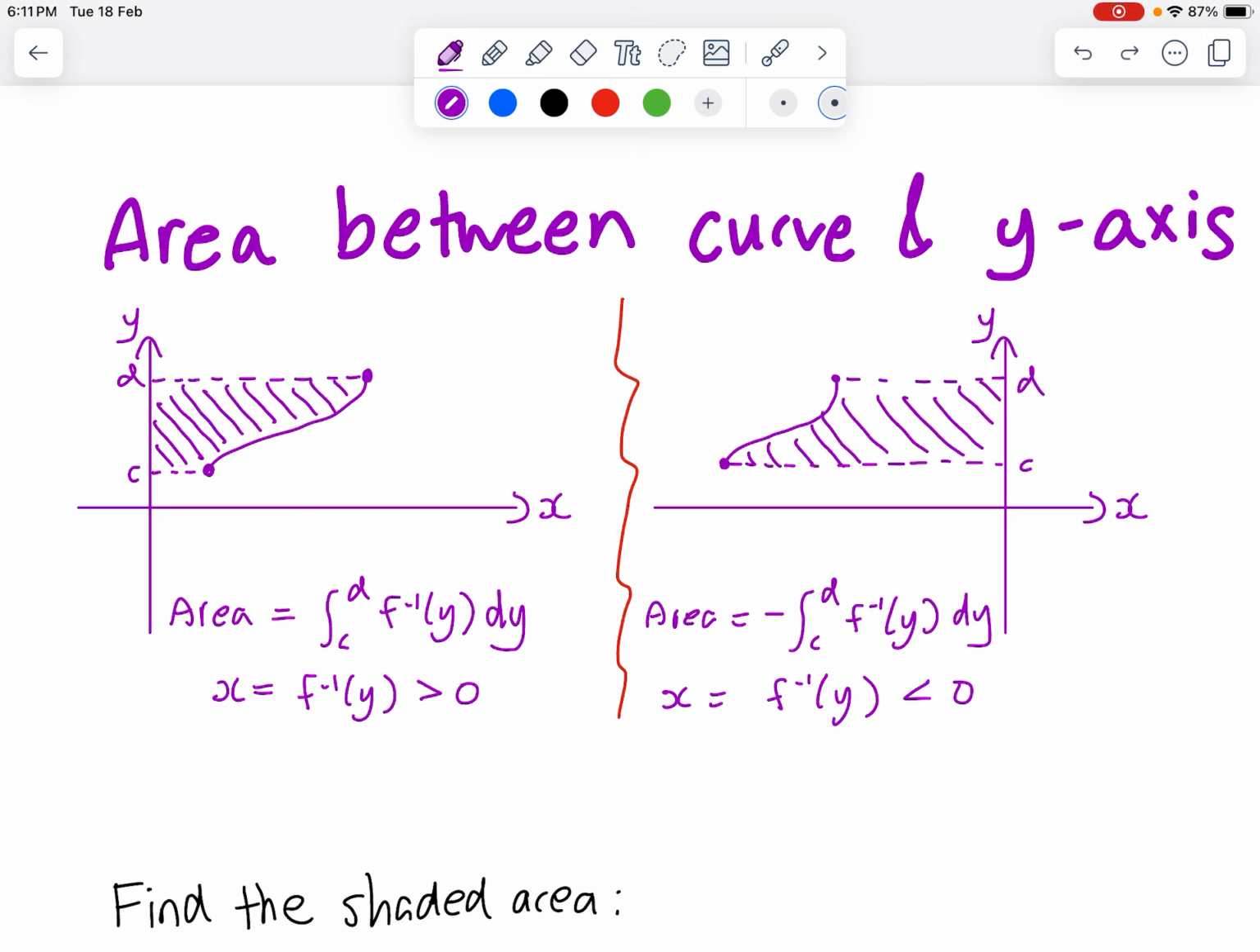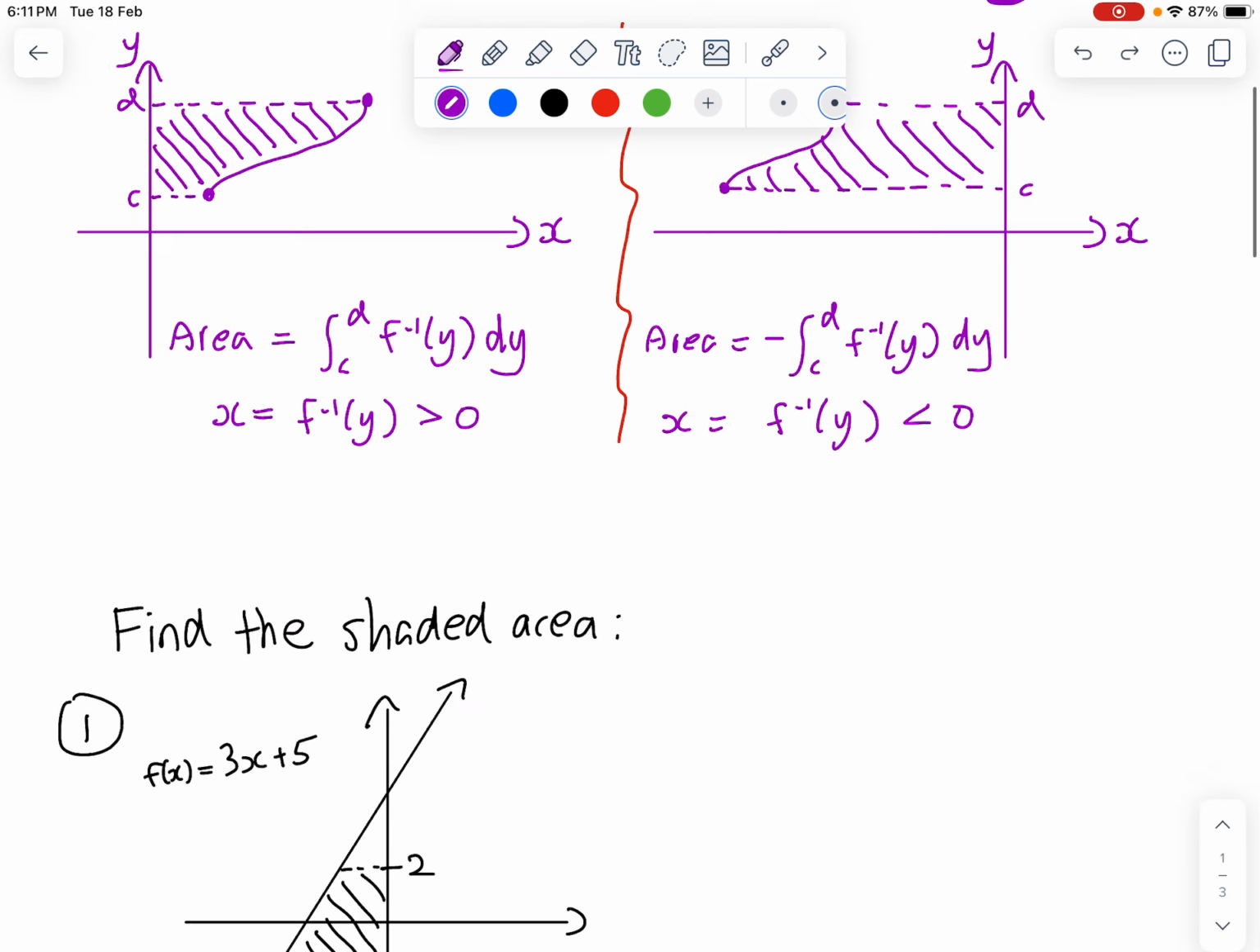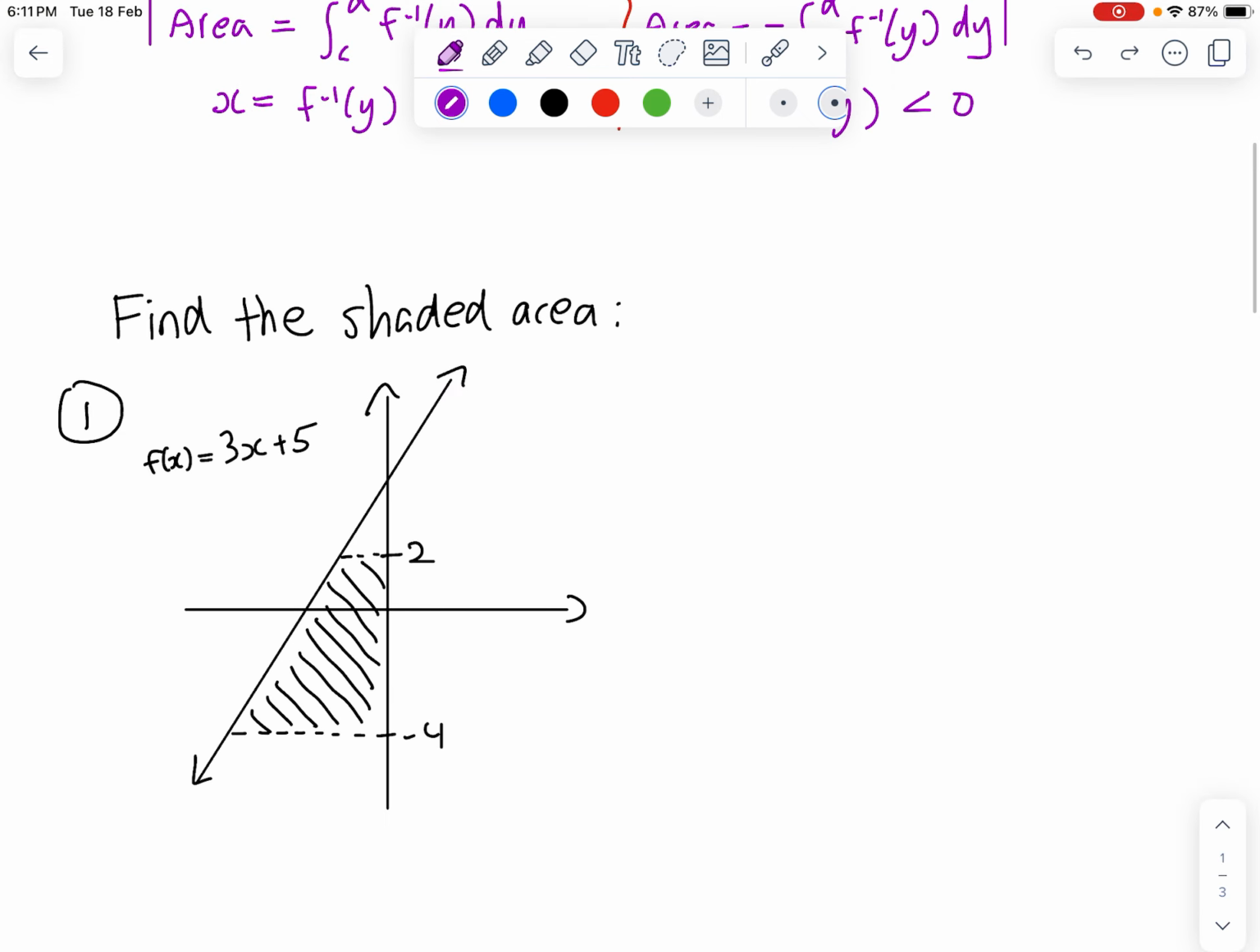On the other hand, on the right-hand side, we see that the curve is on the left side. If we want to find the area between c and d, then we simply need to put a negative sign in front. Now let's apply that and find the shaded area of these functions between the intervals on the y-axis.